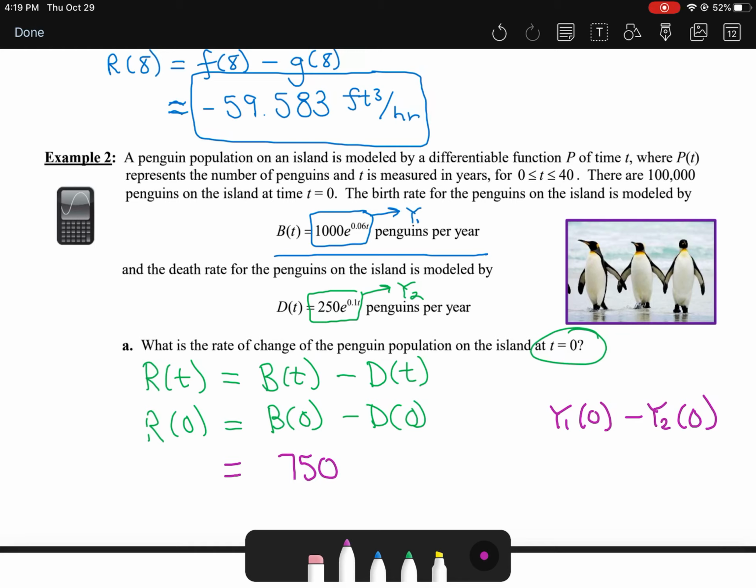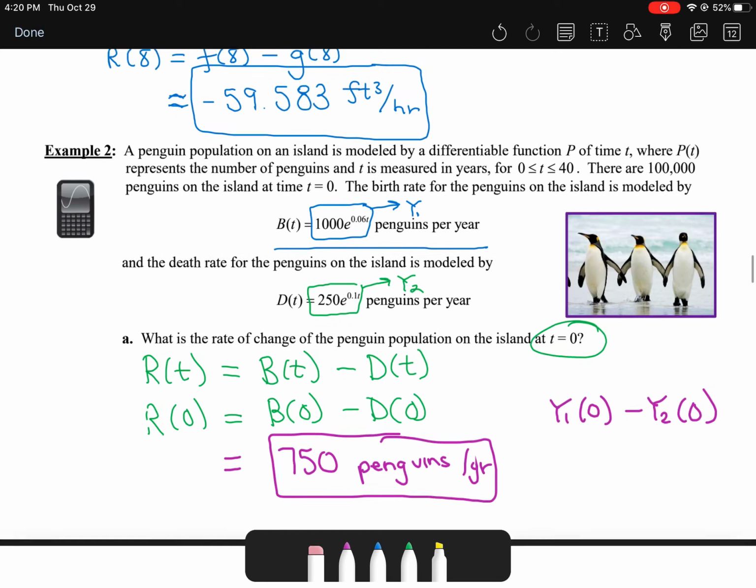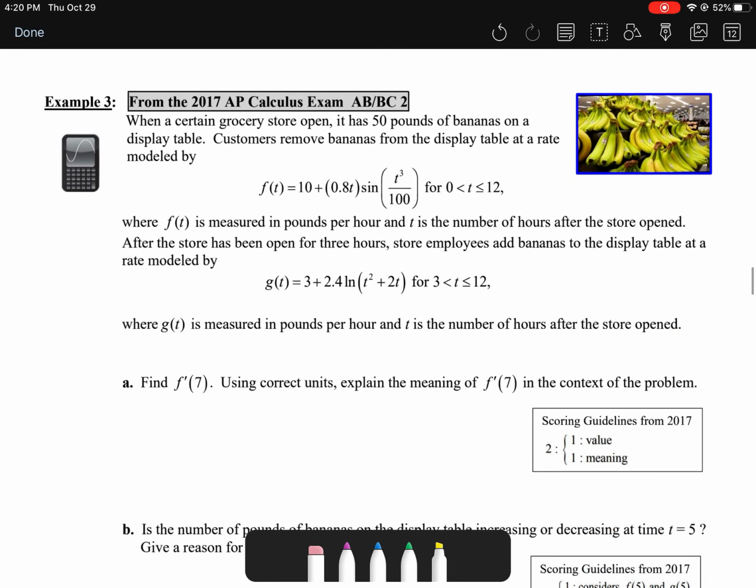So when I hit enter, I get 750. And then again, I just have to make sure I label. So this would be penguins per year would be my rate. So 750 penguins per year at time t equals 0. Okay, so pretty short lesson for once, which is kind of nice.